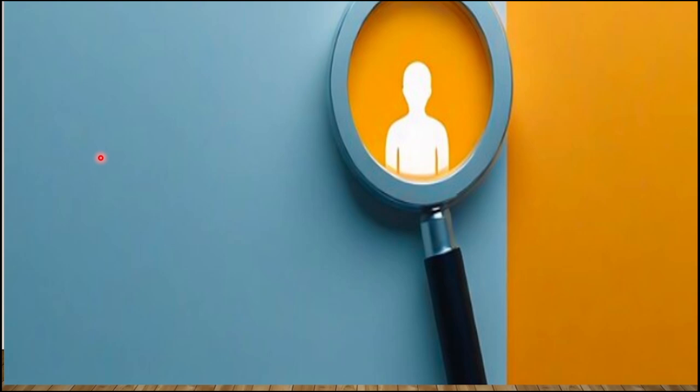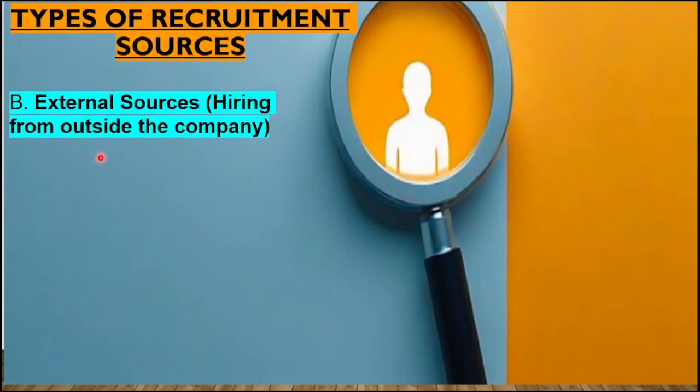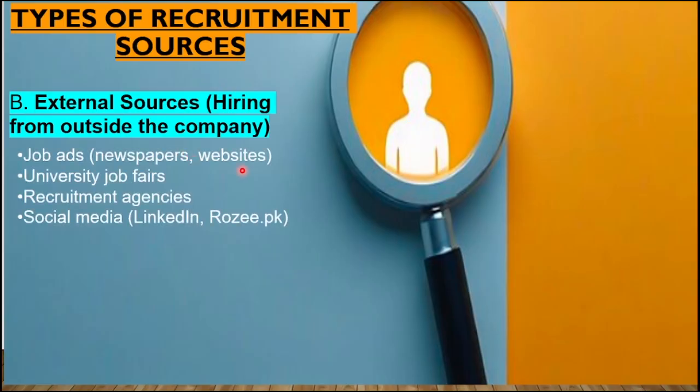Let's see the second type, which is external source hiring, from outside the company. What's that? Job ads, newspapers, websites. A company may post an ad in a newspaper, on a website, on social media platforms, or on LinkedIn, Indeed, or something like that. University job fairs, which the company organizes. Recruitment agencies, they contact recruitment agencies. Social media, like they post the ad on LinkedIn or different platforms, and many other platforms are present in the market. So this is the second type, the external source of hiring.